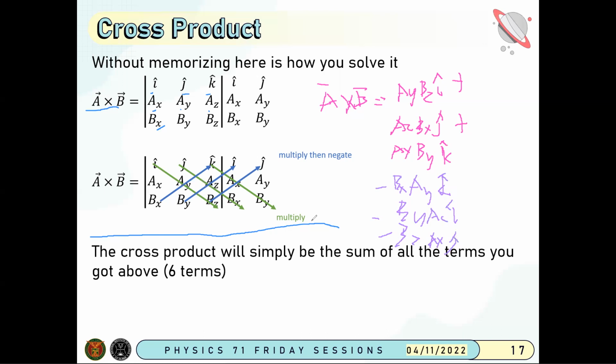So, you now have 6 terms. Three positive from the green lines, three negative from the blue lines. And the cross product is the sum of all of these. Again, the blue lines, you negate them, so they are negative, so you subtract them. So, three positive, three negative. As you can see, your A cross B still has I hat, J hat, and K hat.